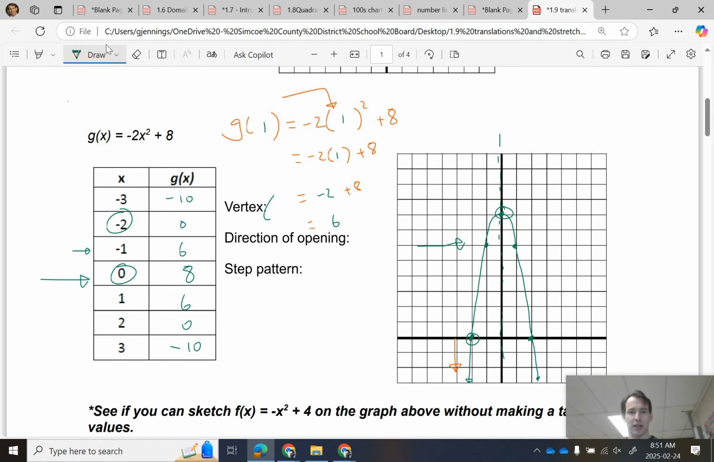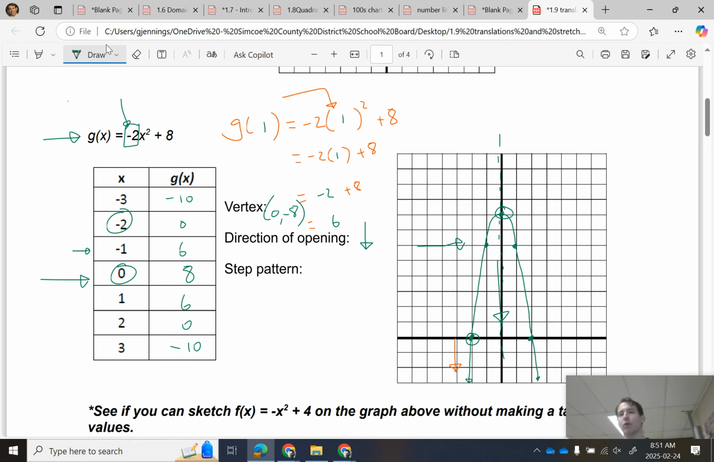So our vertex here, 0, minus 8, its direction of opening is now down. It's opening down, and we can see why. Why is this opening down, this g of x? Because a value is negative. I love it. Okay, this is minus 2 here.